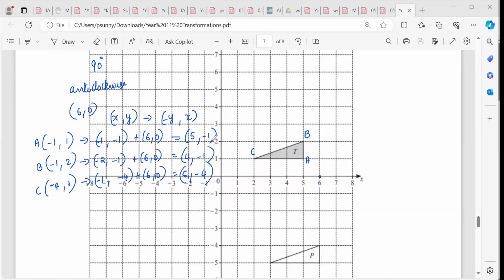These are the coordinates. 5, -1 will be here. This is my A dash. 4, -1 will be my B dash. And 5, -4 will be over here. This will be my C dash. So we just have to join these points using a straight line. So this will be our rotation 90-degree anti-clockwise about a point 6, 0.